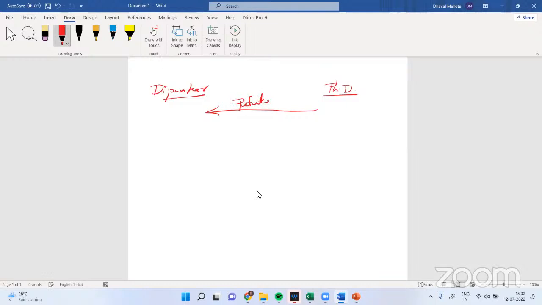Will Dipankar sir give the right to do this? It's just a healthy discussion, there is no such concept, we are just giving an example. Can the PhD candidate refute the theory of Dipankar sir? Say yes or no. Yes, sir.